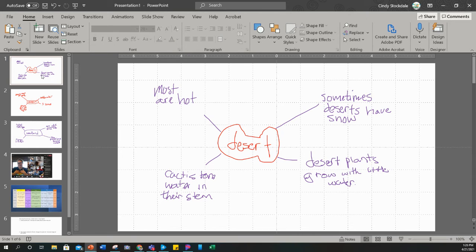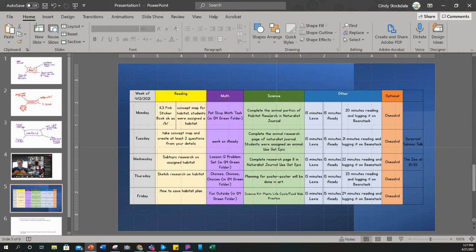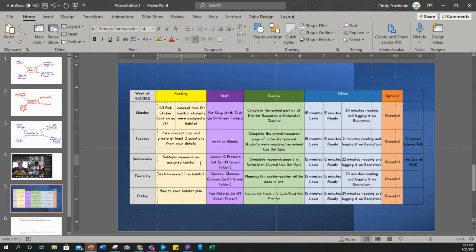They said that some deserts are hot. Okay, what's the average temperature of a desert? How hot does a desert get? So we're practicing creating questions based on sentences or facts that we have read. All right. So on our sheet, today is Wednesday. That's what the subtopic research is. So we're just building on every day from that.